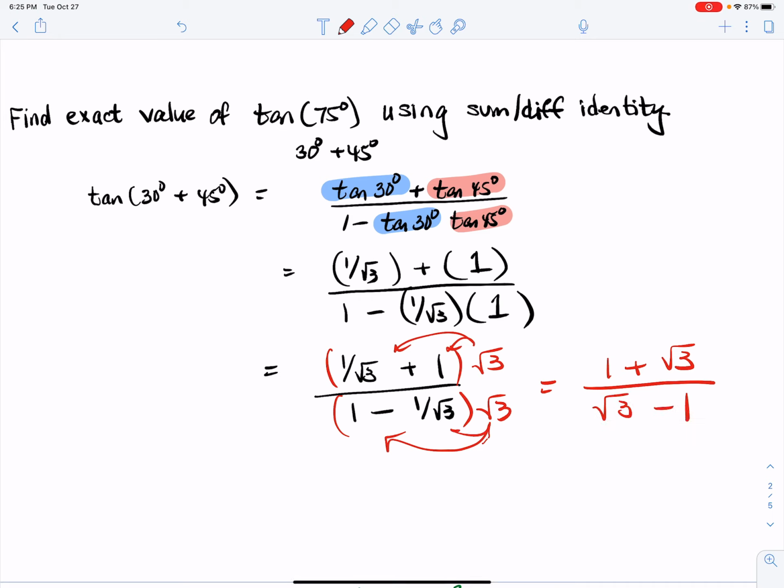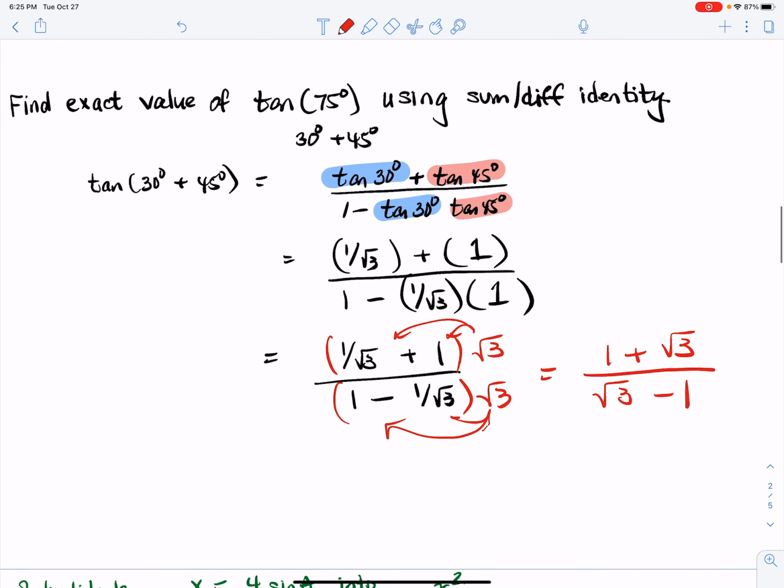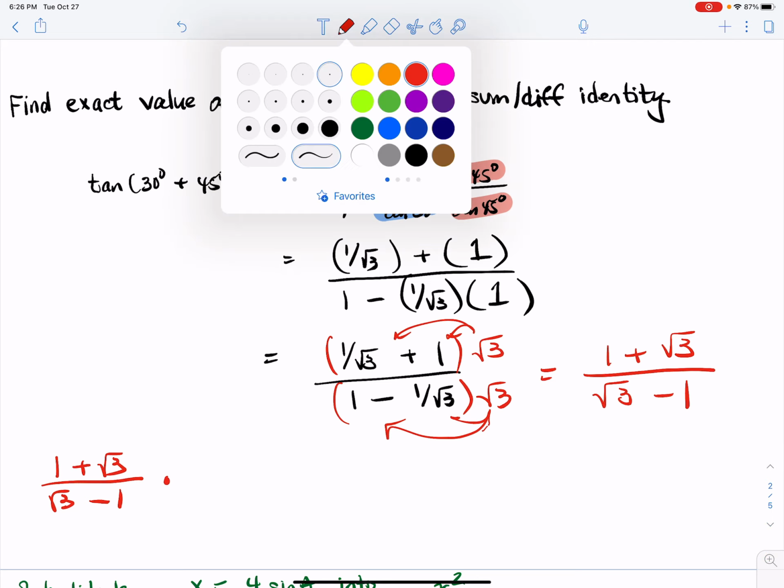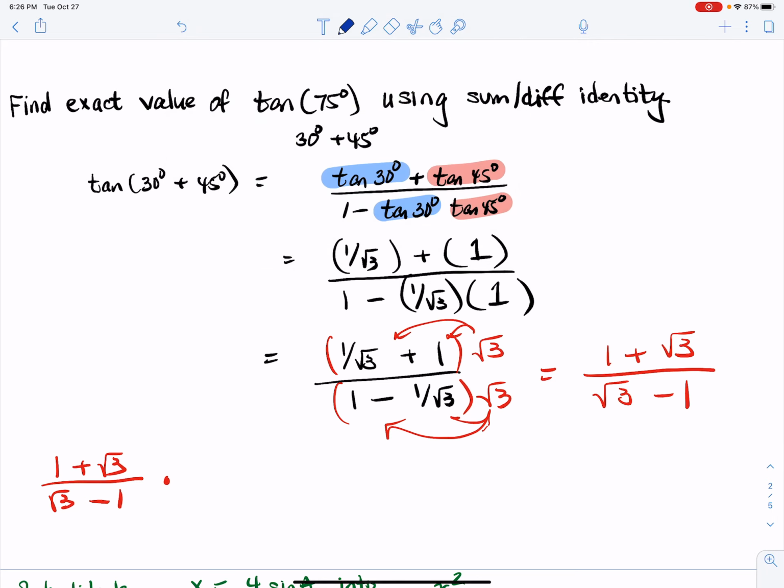Now, that answer looks okay, but I'm going to see if I can push this a little bit further. So I'm going to take 1 plus root 3 over root 3 minus 1. And you might remember from your previous algebra experience that we can multiply this by the conjugate of the denominator, because remember that having radicals in the denominator is not always a good thing. As we get into higher mathematics, it becomes less and less of an issue, but let's just try it anyway.